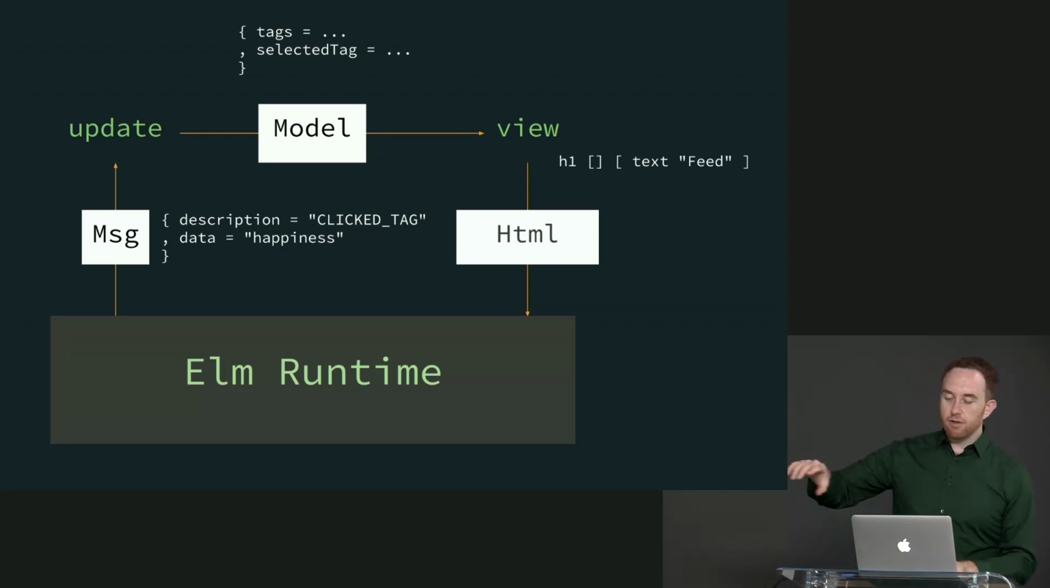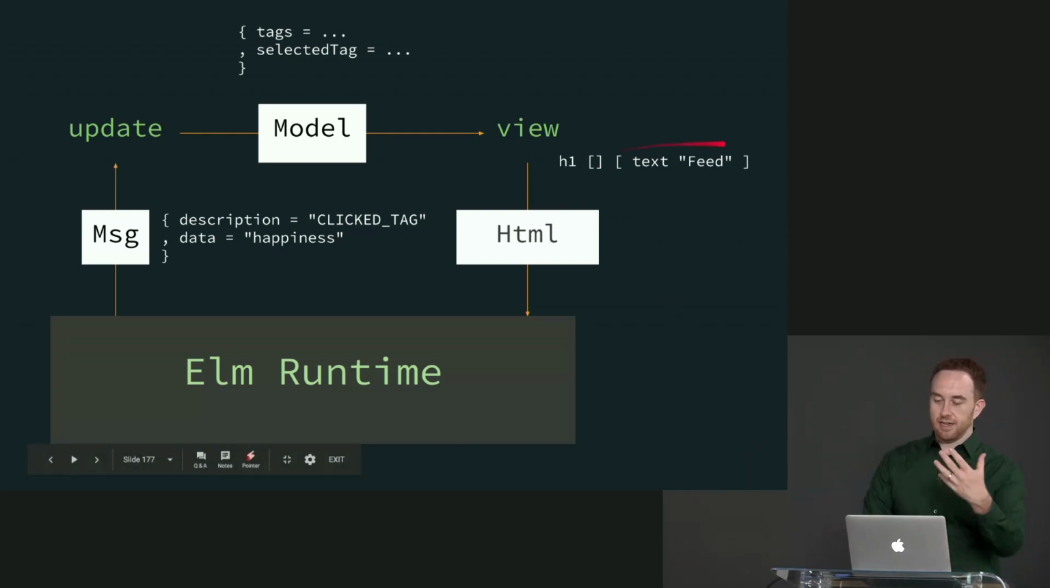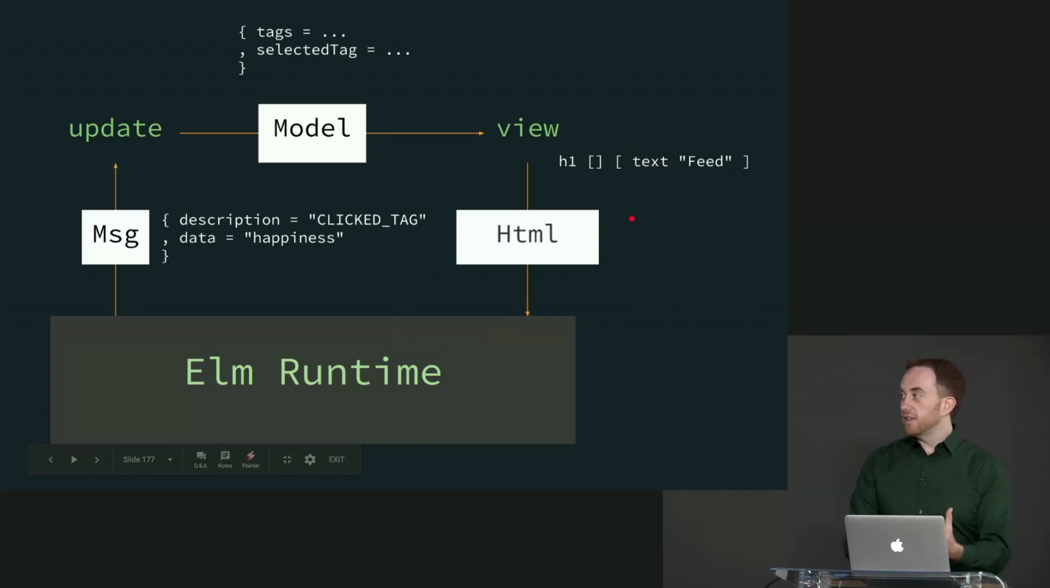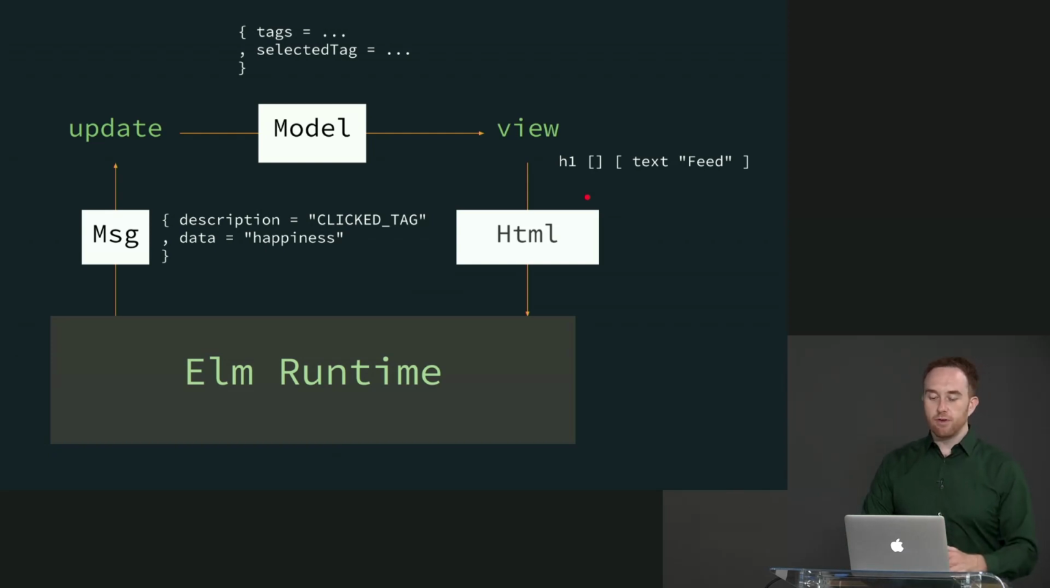We saw model, view, and update and how they relate to one another. View returns some HTML, such as an H1 that has the text feed. Potentially those HTML values have handlers on them that respond to user inputs by sending messages through update. Initially, we had our messages being described as records with description and data. And we saw that that didn't really scale very well.